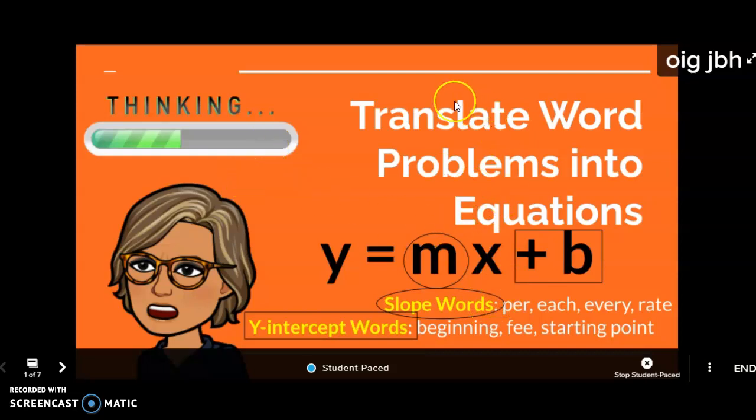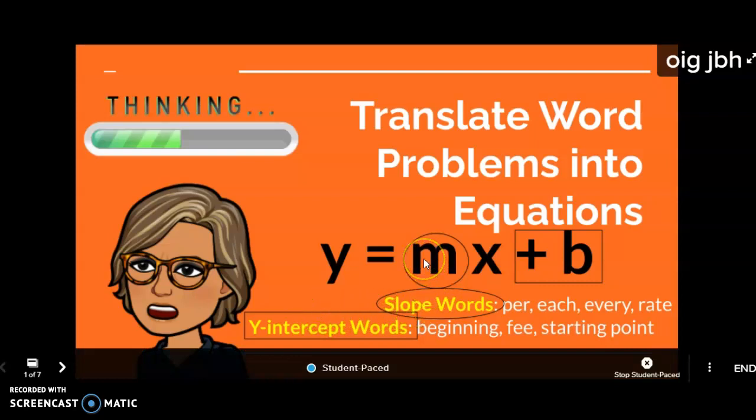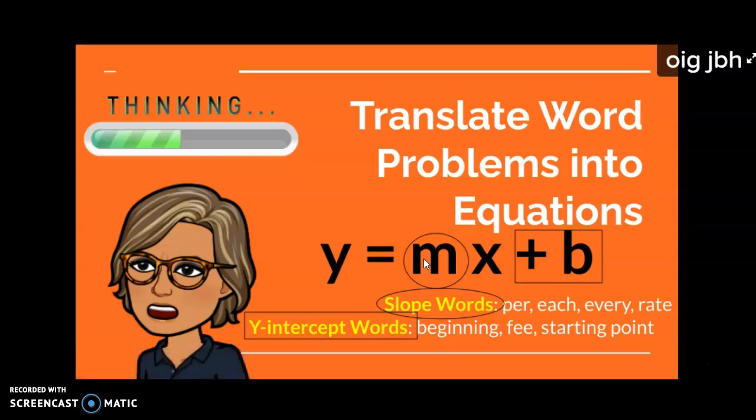Okay. So if you notice, we are still writing equations. But this time we are starting with word problems. Some important slope words that you need to remember are per, each, and every. You may see rate, but really those three, per, each, and every, are the main ones we should be focusing on. Some key words for your y-intercept would be your starting point, the beginning, the start, or a one-time fee.